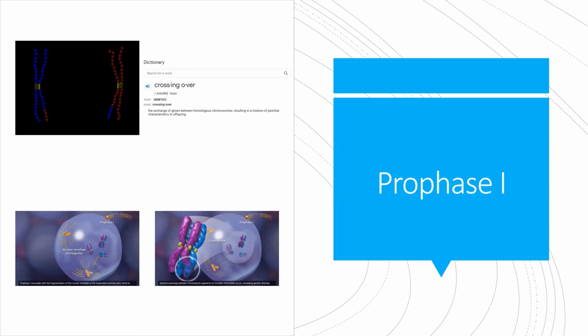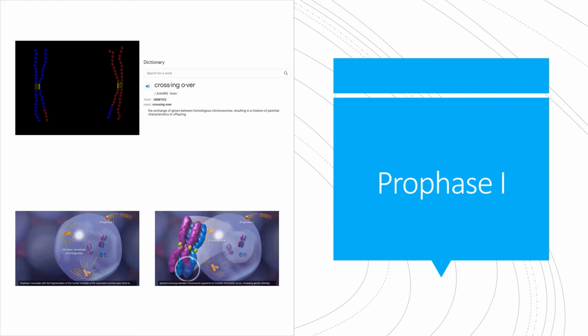Okay, so starting meiosis off with prophase 1. Exactly the same thing happens as prophase in mitosis. That nuclear membrane is going to fade away, and then the DNA is essentially going to be coiled tightly into those chromosome shapes. In meiosis, though, in prophase 1, there's an extra process that happens, which is called crossing over. Crossing over is the exchange of genes between homologous chromosomes, resulting in a mixture of parental characteristics in your offspring.